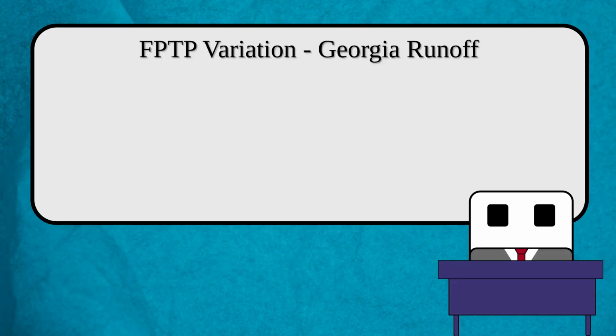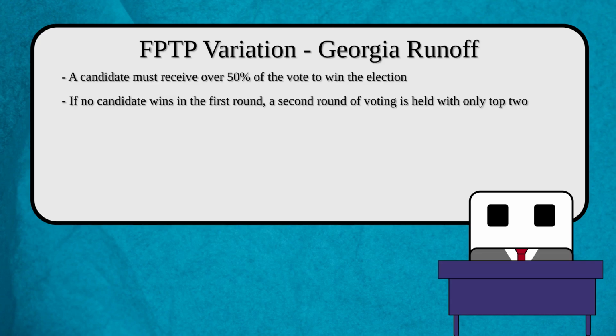Starting with Georgia, which has a two-round system, a candidate must win a majority of the vote to win office, not just a plurality. If no candidate succeeds in getting over 50% of the vote in the first round of voting, a second election is held where voters can only cast their ballot for one of the top two vote getters from the first round.